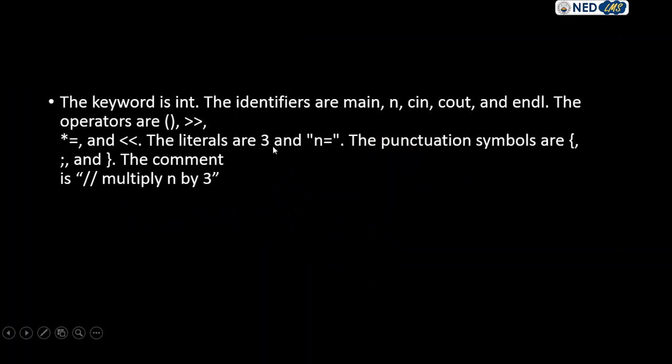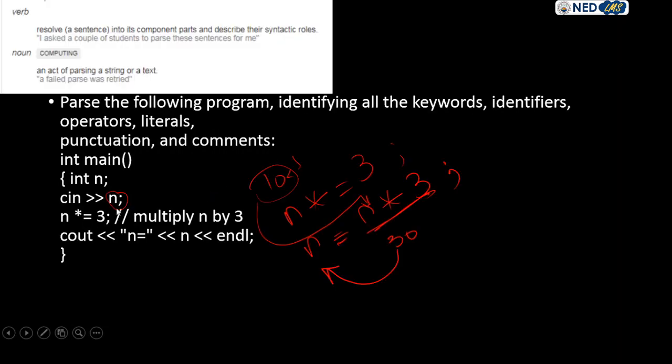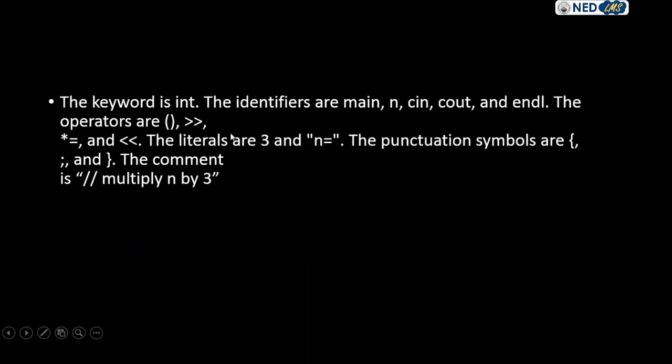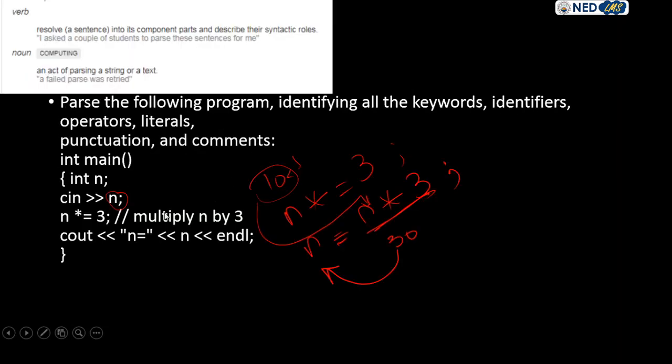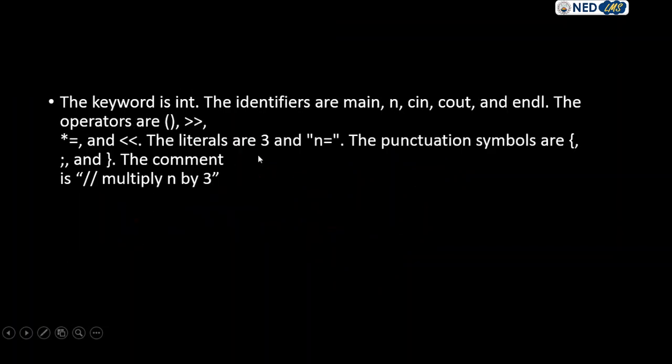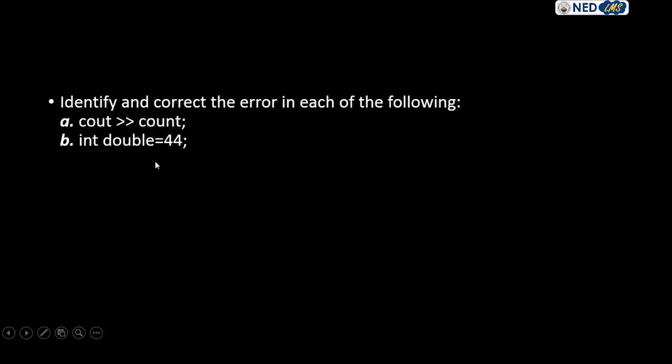The literals are 3 and n equals to. The 3 is essentially a character, and behind the scenes actually a number, and n equals to is essentially a string literal, because we have displayed a string over here. Punctuation symbols are opening and closing curly brackets and a semicolon sign, and the comment is the whole line preceded by these double forward slashes.